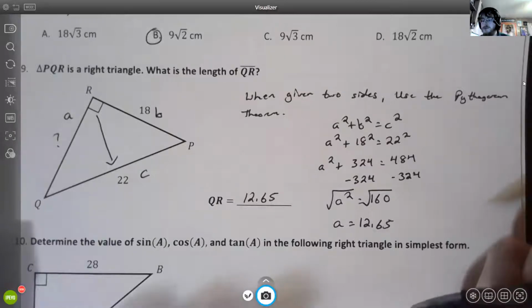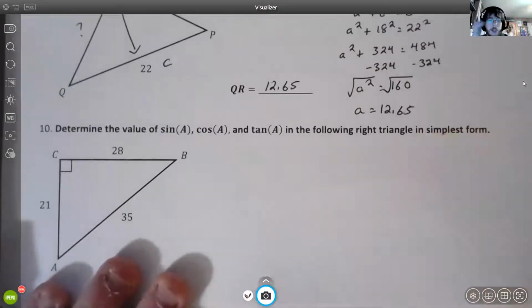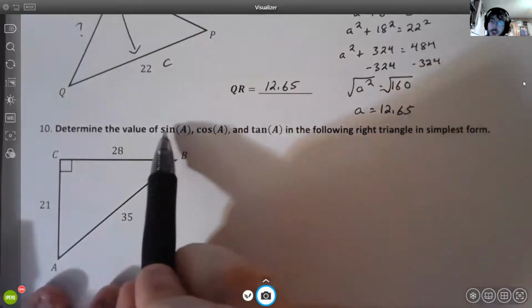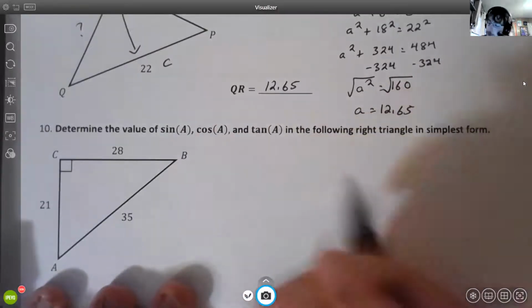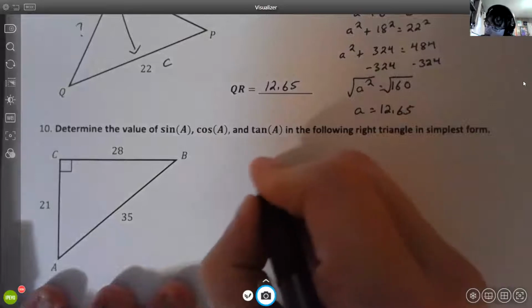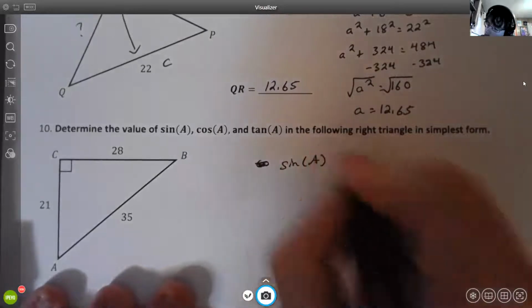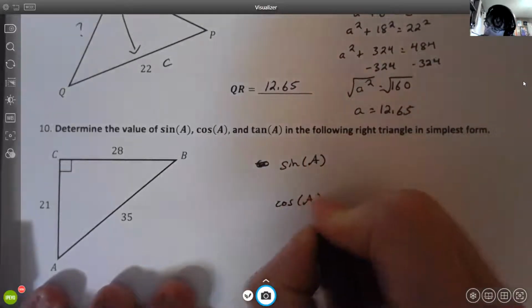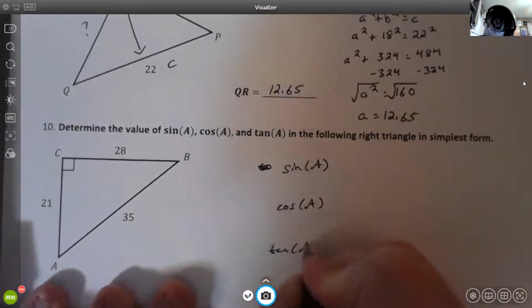All right, number 10. Number 10 says determine the value of sine of A, cosine of A, and tangent of A in the following right triangle in simplest form. So all it wants us to do is figure out what sine, cosine, and tangent would be. Okay, so sine of A, cosine of A, and tangent of A.